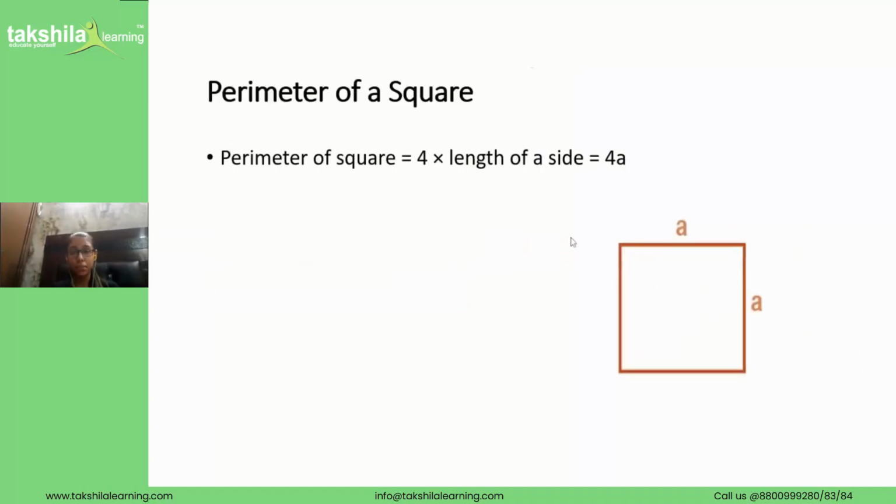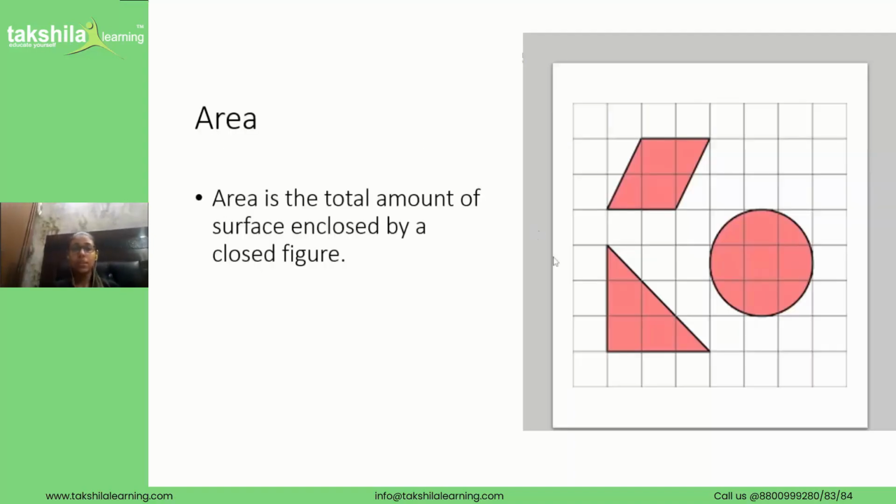Now let's come to area, and as I told you, area is the total amount of surface enclosed by a closed figure. So as you see in the figure, there are 3 figures given. One is a circle, one is a triangle, and one is a square.